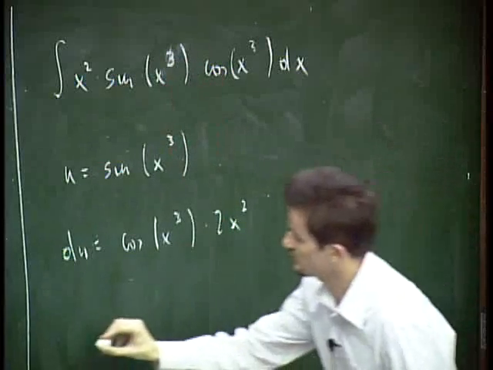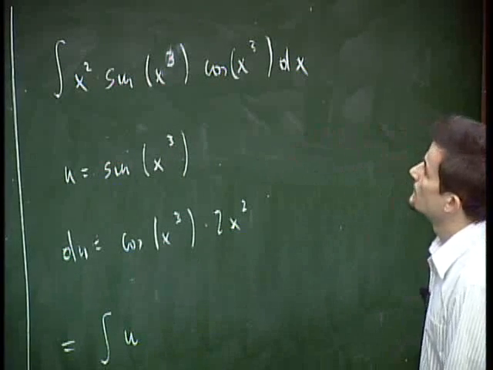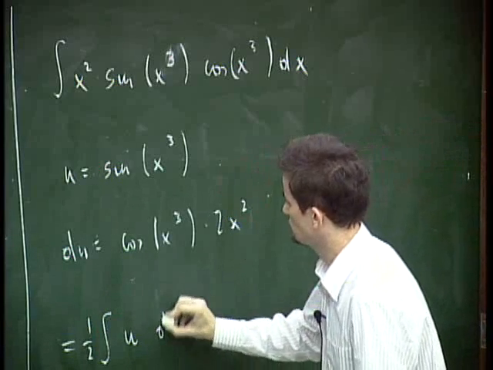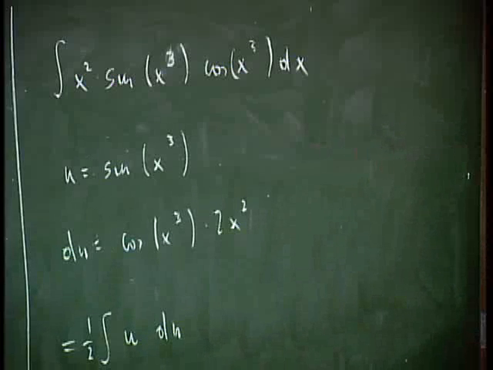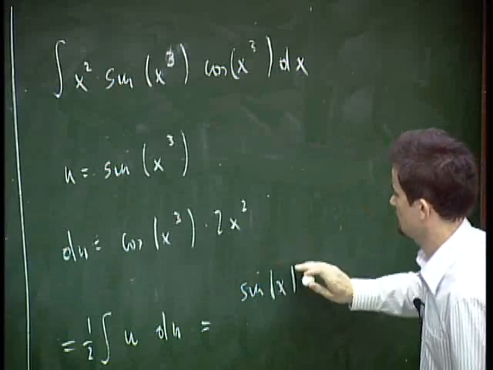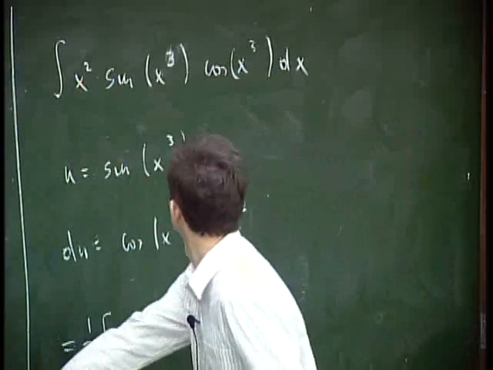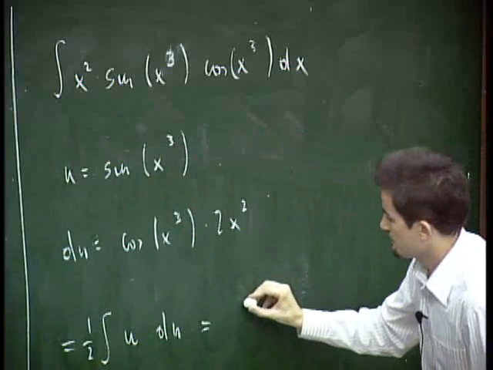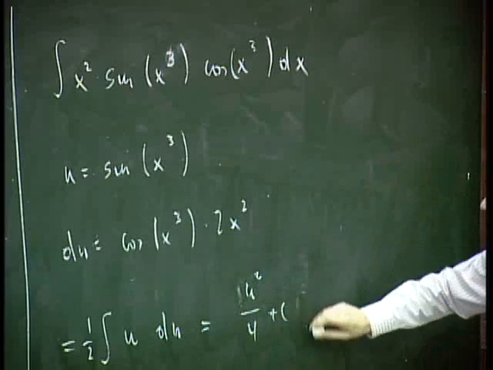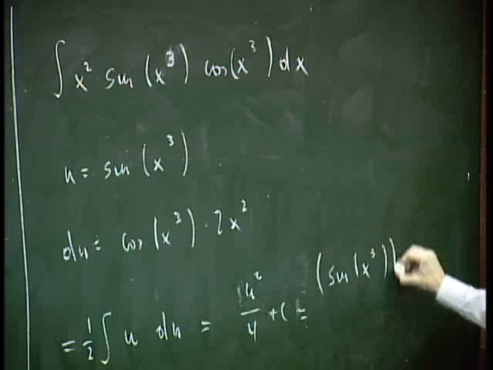So if you use this substitution, what you get is the integral. Now you have u, and the rest is 1/2 du. So this gets very easy then. Okay, so you have u squared over 4 plus a constant, which is equal to, and then you just replace again u squared by our substitution.